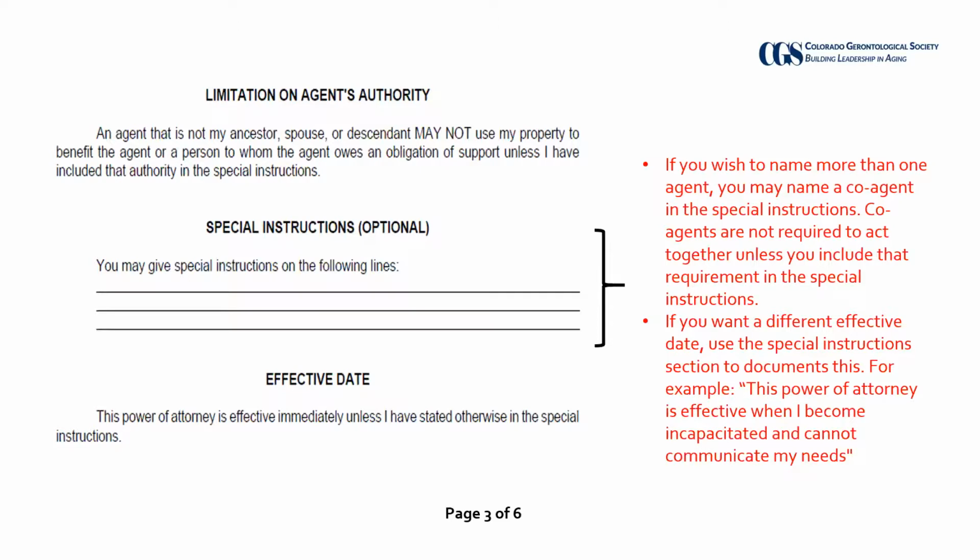A conservator could only be named by the probate court. And this is a very serious request when you request to be a conservator, because basically the court is taking away someone's right to make their own financial decisions. I hope that answers your question. If not, go ahead and let me know.